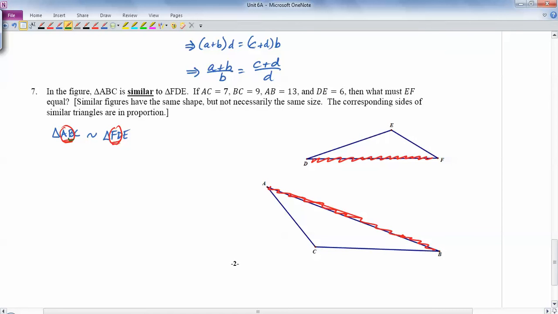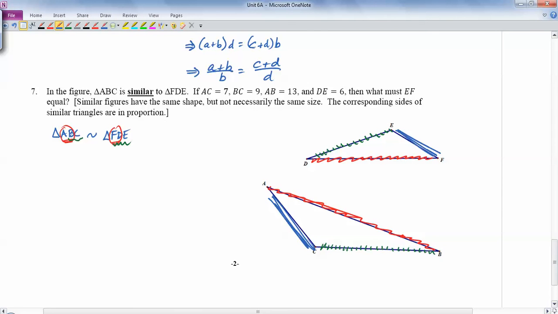BC is the last two letters here. So BC right here has to go with whatever are the last two letters over here. DE. Whoops. DE right there. So this one goes with this one. Which also means that the third sides have to match up. So that's going to be EF, right? This guy has to go with AC.